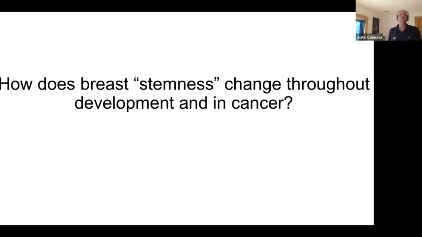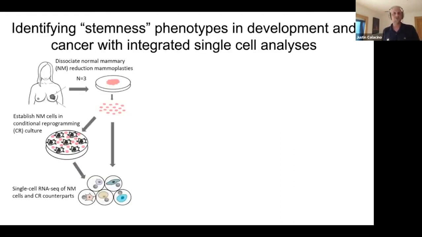And so our next question was really trying to understand, how do stemness states change throughout development? And then how does that mirror what's happening in cancer? To do this, we undertook another single cell experiment. Here we are still working with those normal reduction mammoplasty tissues. We took those back to the lab and dissociated them to single cells. Then some of those single cells we profiled via that Drop-seq method that Sue was talking about, that single cell RNA-sequencing method. Some of these we pushed into a more stem-like phenotype via the conditional reprogramming process.